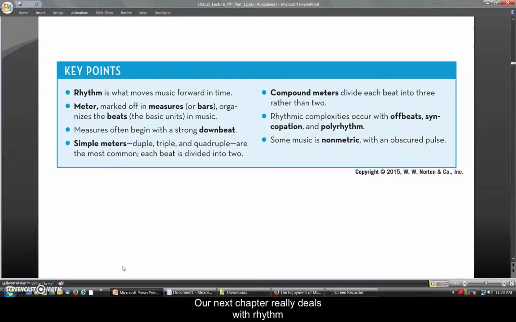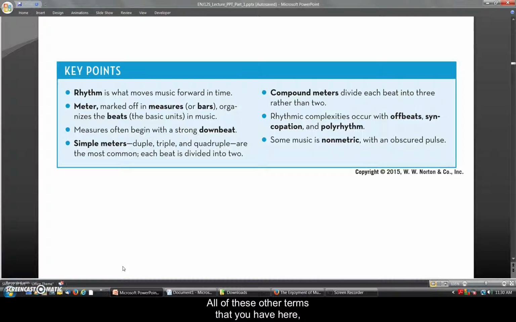Our next chapter deals with rhythm, and the 2 most important things I want you to know about rhythm are that it moves music forward in time. That's really our impetus here. And meter is what organizes this rhythm into what we call measures or bars. It measures the music for us and gives it a basic beat pattern.